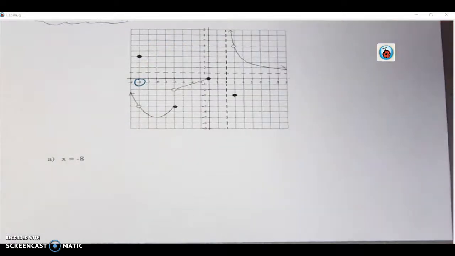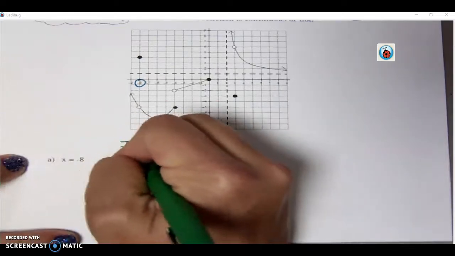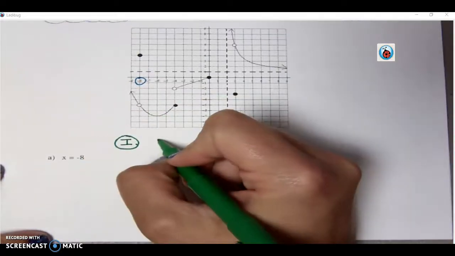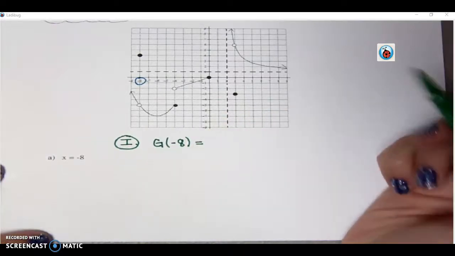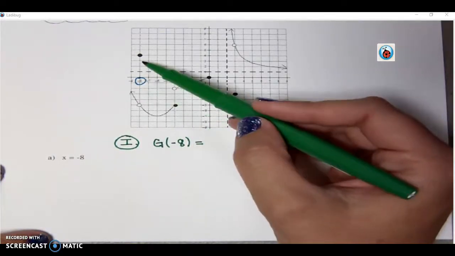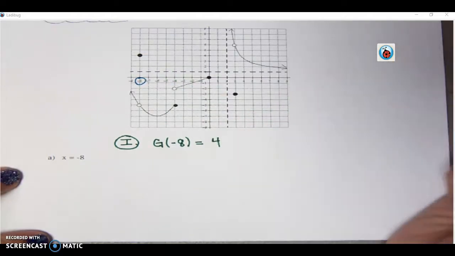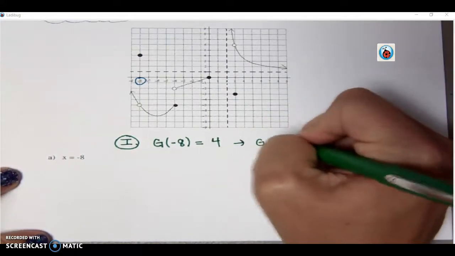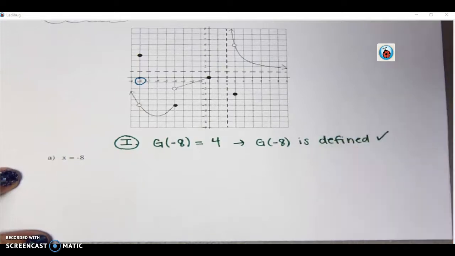So if you want to go ahead and take a look at the graph there, we have a hole here. So it is not going to be continuous, but we got to show this 3-part definition. So for the first part here, it says f of a is defined. So we're going to see what g of -8 is. Okay, g of -8, at -8, the point where it's defined is at 4, because that's where the filled in circle is. So g of -8 equals 4. So because we have an answer here, that means that g of -8 is defined. So that first step passes.